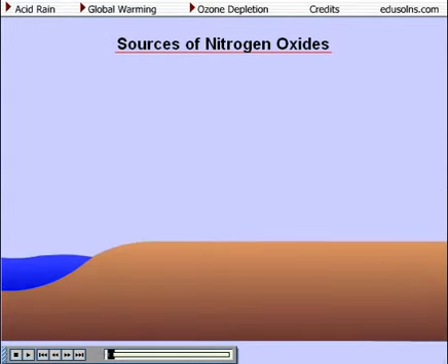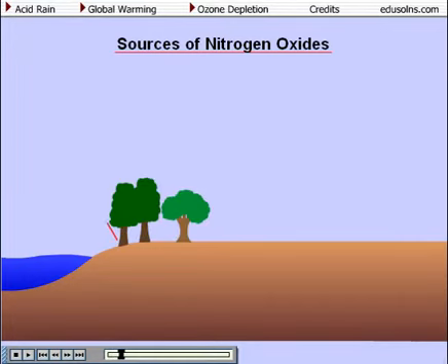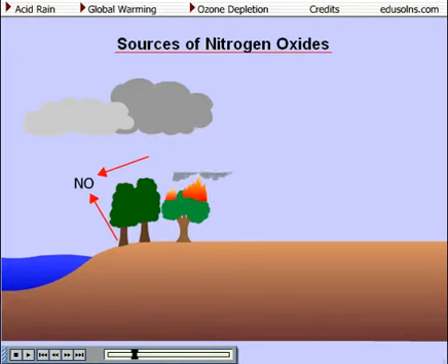Nitrogen is the most abundant gas in Earth's atmosphere. It is also an important component of plants and animals. Natural sources of nitrogen compounds in the atmosphere include soil emissions from bacterial decomposition, lightning, and combustion of biomass. Together, these sources represent approximately 20 million tons of nitrogen each year.